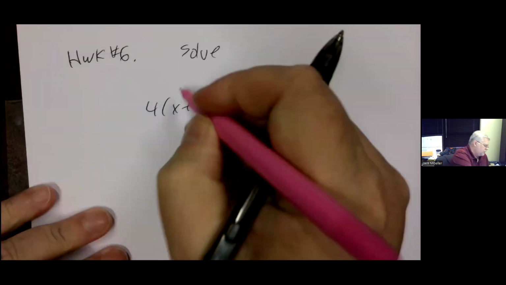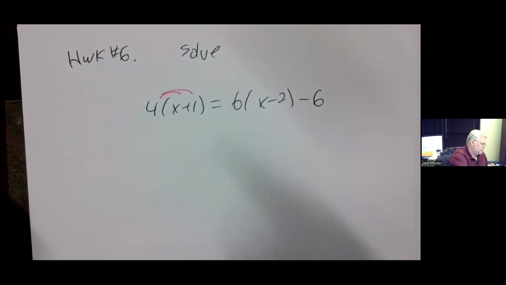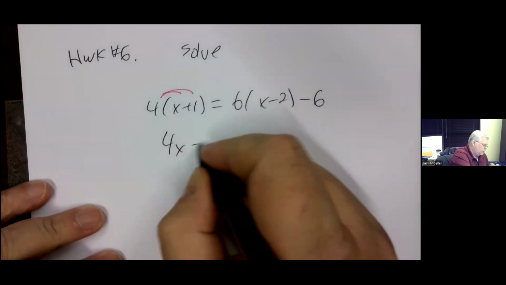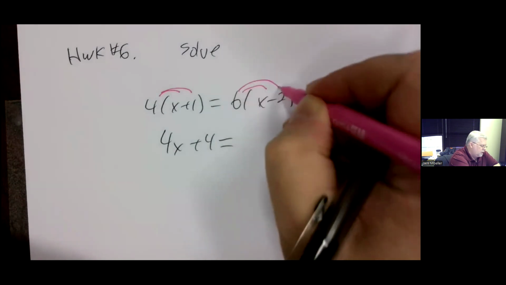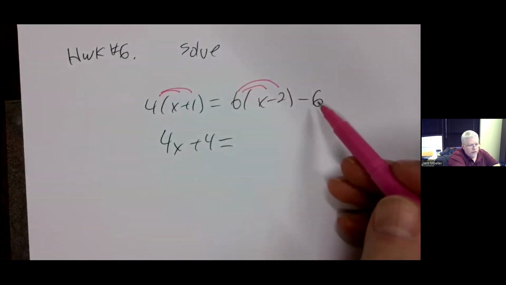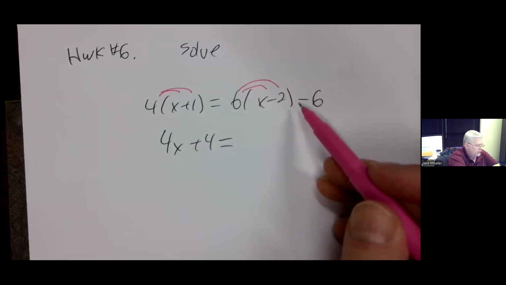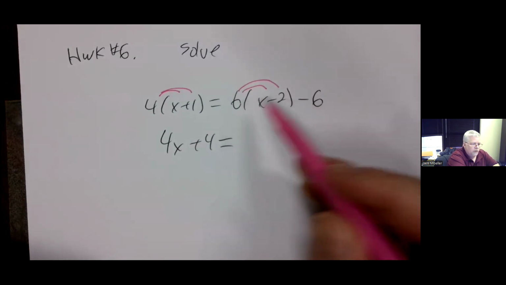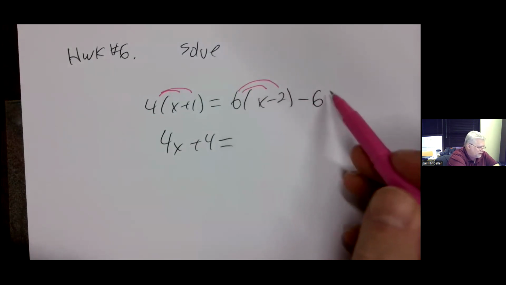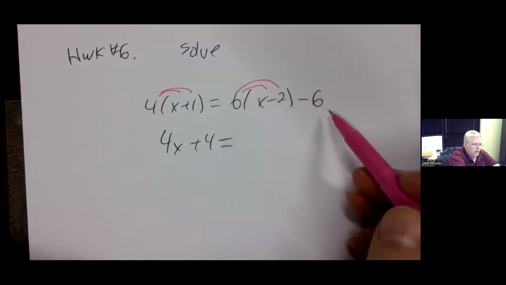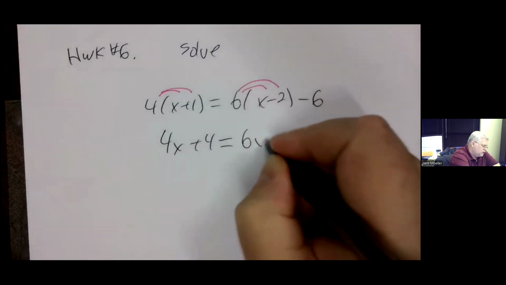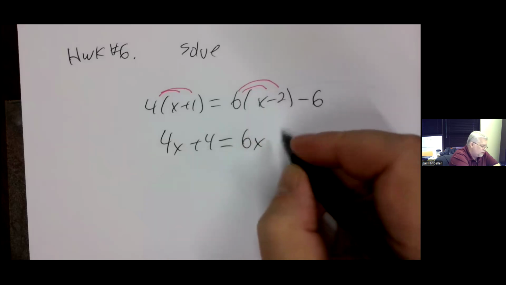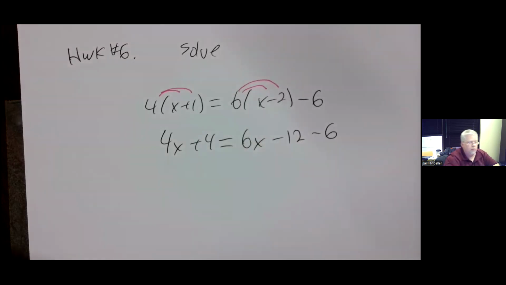The left-hand side is pretty straightforward. 4 times x is 4x. 4 times positive 1 is plus 4. Now you have to be a little bit more careful on this right-hand side. So we're definitely distributing the 6 to the x minus 2. We do not distribute it to the negative 6 because that's not inside the parentheses. The only reason we would distribute it to that negative 6 is if it were inside the parentheses. So that 6 is just times those two terms. So it gives us 6x, and then positive 6 times negative 2 is minus 12. And you bring down your minus 6.